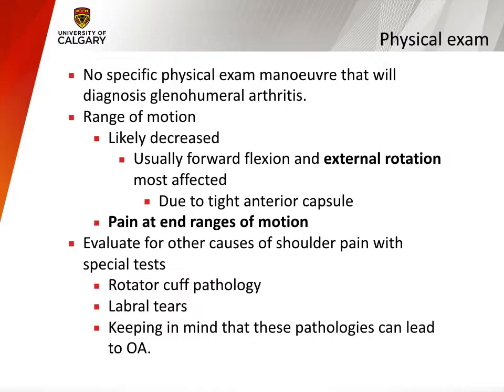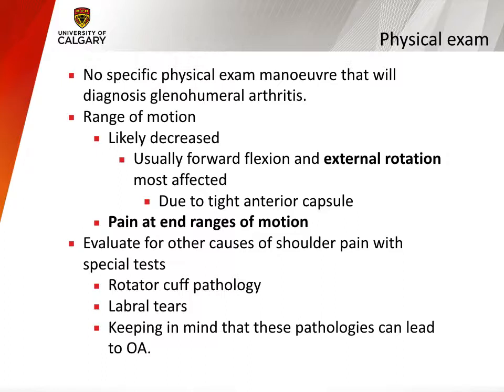There's no specific exam maneuver that will diagnose glenohumeral arthritis. Generally you want to look for loss of range of motion. Likely it's going to be decreased, and the two areas where it's most likely to be decreased are forward flexion and mainly external rotation. This is due to a tight anterior capsule. Other than pain during range of motion, passively when you take them through their end range of motion, it will likely be painful as well.